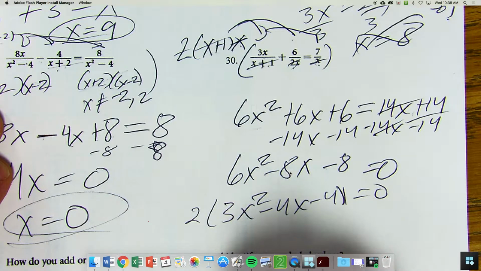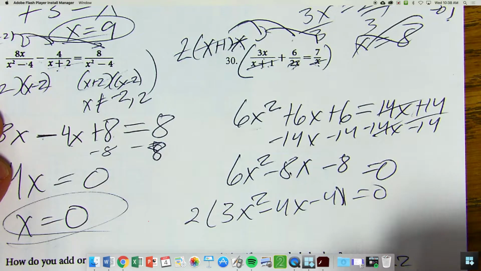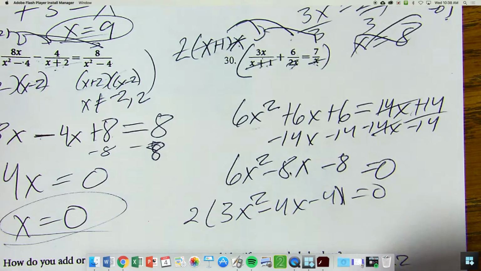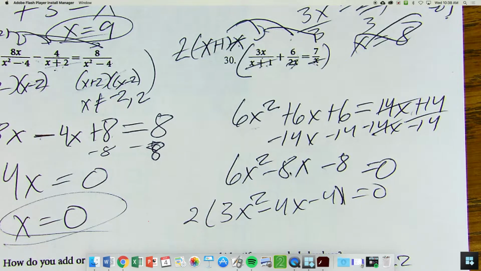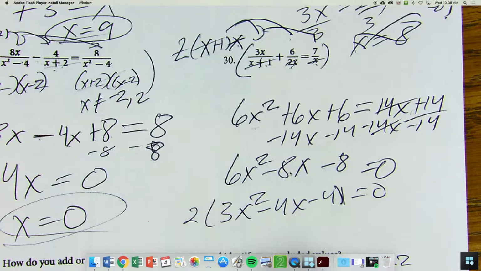So I have 3x squared. I have negative 4. That's going to be a negative 12x squared. Factors of negative 12x squared that add to negative 4 happen to be 2 and negative 6. So 2x, negative 6x. GCF left and up. GCF left, this is x. GCF here, this is going to be a negative 2.